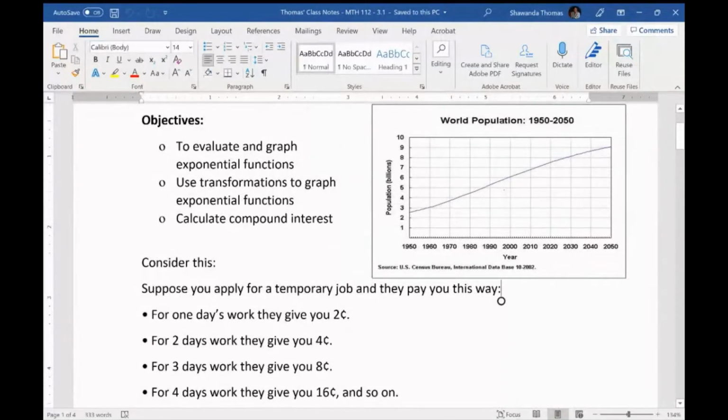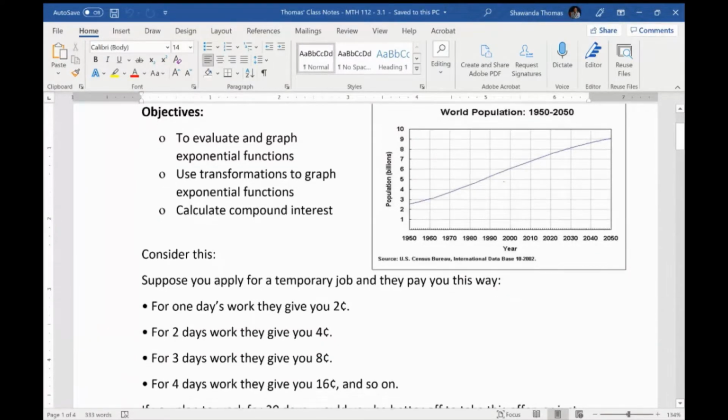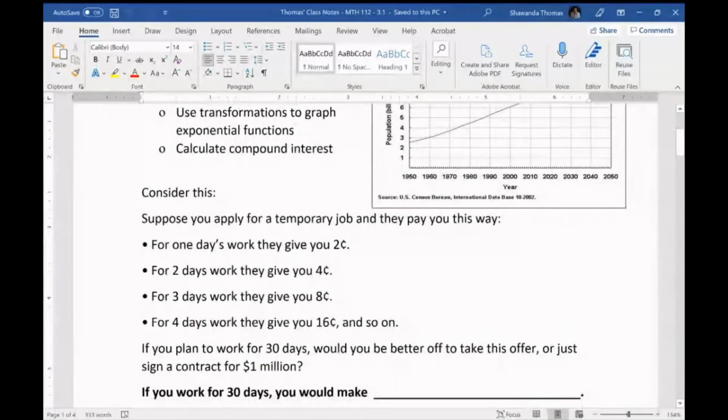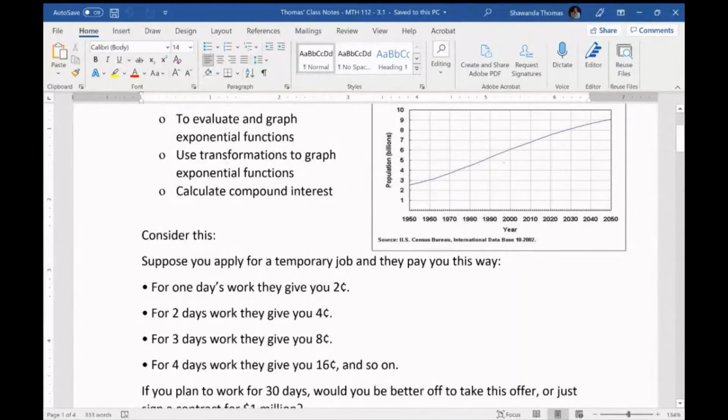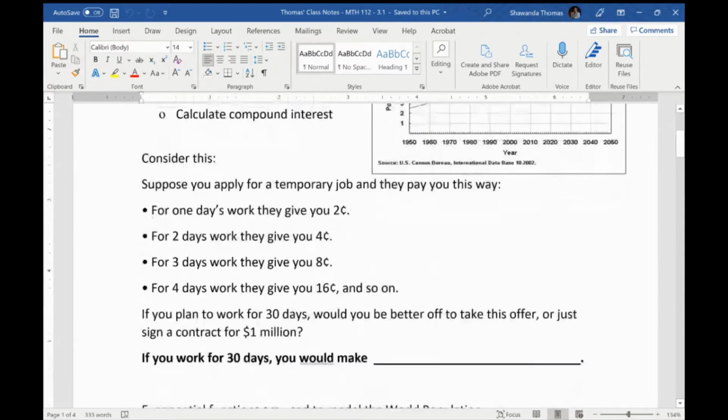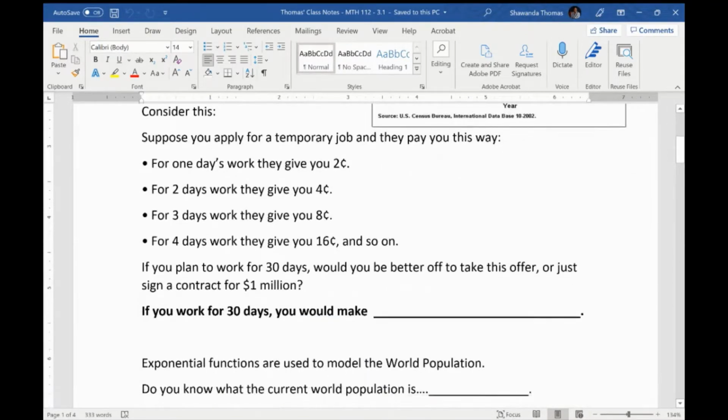Evaluate and graph exponential functions. We're going to also use transformations to graph exponential functions. And I think we're going to skip compound interest. You may recall how to calculate compound interest from high school. It's a formula that looked like A equals P times 1 plus RT, or A equals P times 1 plus R over M to the negative NT, or something to that effect. So you may recall that, but I think I'm going to skip that for this section.